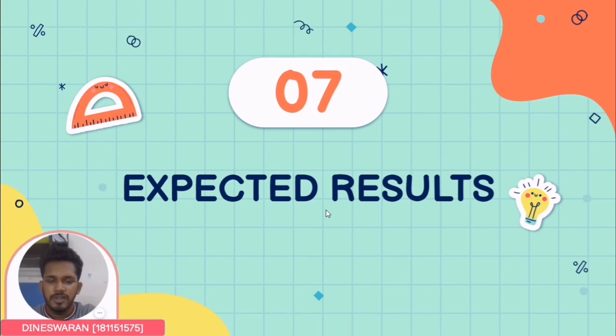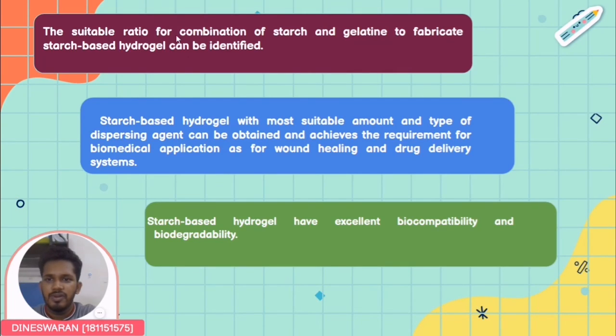For the expected result, the suitable ratio for combination of starch and gelatin to fabricate starch-based hydrogel can be identified, and starch-based hydrogel with a more suitable amount and type of dispersing agent can be obtained and achieve the requirements for biomedical applications such as wound healing and drug delivery systems. Last but not least, starch-based hydrogel has excellent biocompatibility and biodegradability.